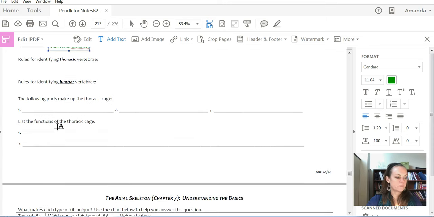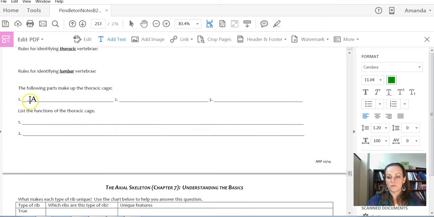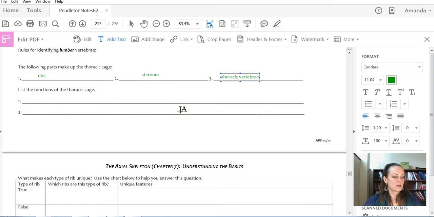Okay. So now we'll move on to the thoracic cage, which is in this region. And that's going to be made up of the ribs, the sternum, also called your breastbone. Make sure you call it sternum on the practical. Breastbone is more of a common name. And then the thoracic vertebra.